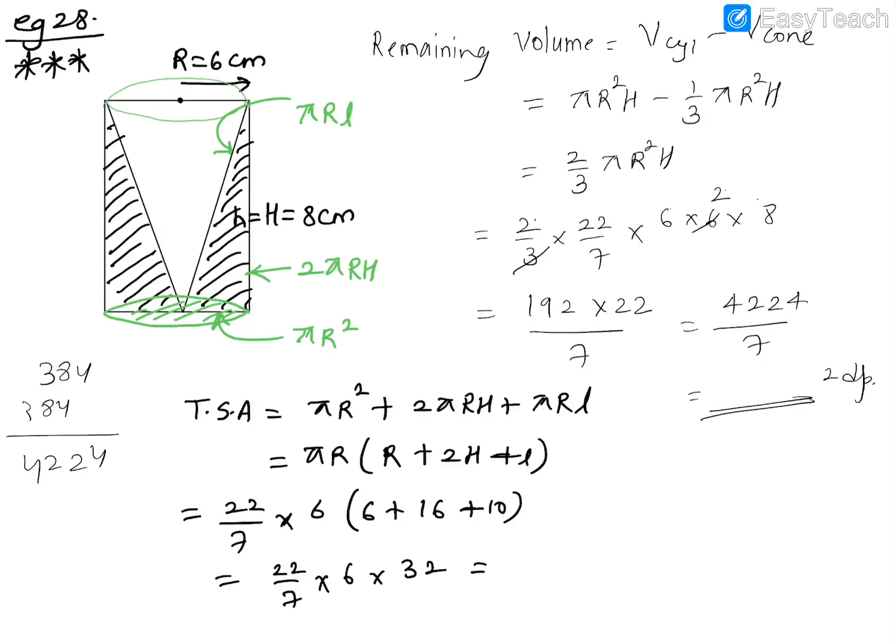Again, multiply all of them. So you will get how much here? 132 into 32. So it will be 4224 upon 7, I guess. Again, calculate, find out, and correct to 2 decimal places this answer also. Okay. So yeah.